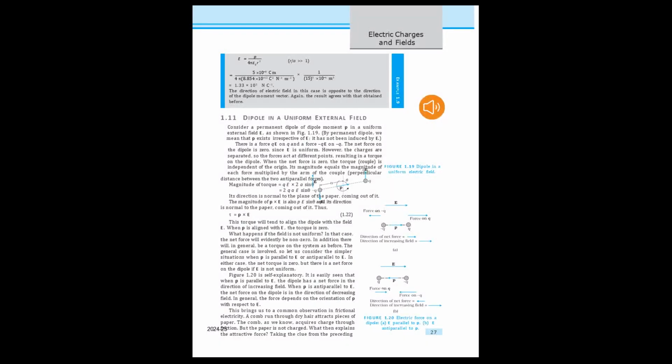This brings us to a common observation in frictional electricity. A comb run through dry hair attracts pieces of paper. The comb acquires charge through friction, but the paper is not charged. What then explains the attractive force? This is explained by the previous discussion. That is, the charged comb polarizes the piece of paper, that is, induces a net dipole moment in the direction of the field.